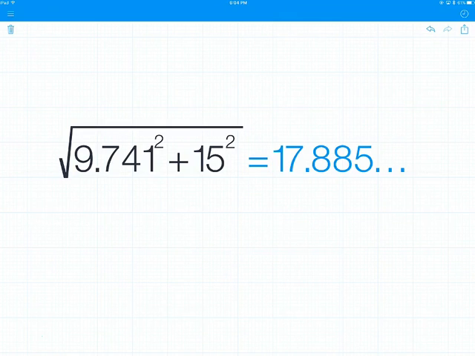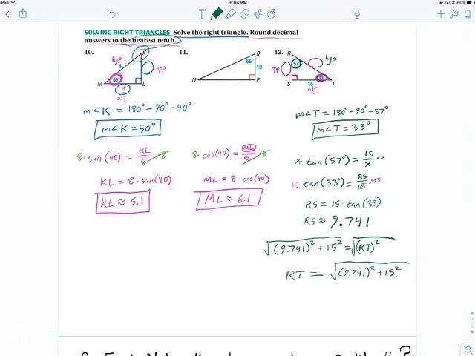So, back to our calculator. I had some glitches there, so I had to cut out. So I just put that into my calculator. I get out 17.885. So RT is equal to 17.885. Oh, that's an approximation.